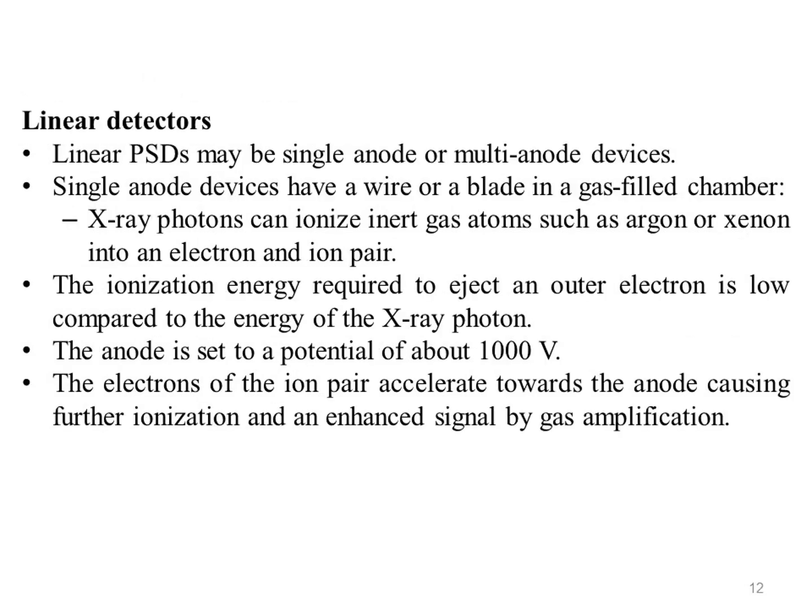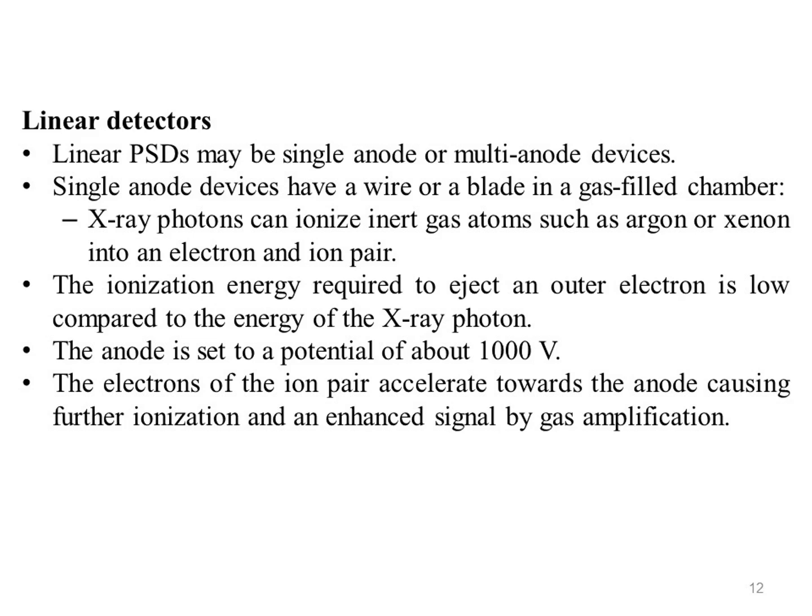Now, what are linear detectors? Linear detectors may be straight or curved and record the 2 theta position of arrival of each X-ray photon. Linear PSDs may be broadly classified into single anode or multi-anode devices. Single anode devices have a wire or a blade in a gas-filled chamber and work on the principle that an X-ray photon can ionize inert gas atoms such as argon or xenon into an electron and ion pair.